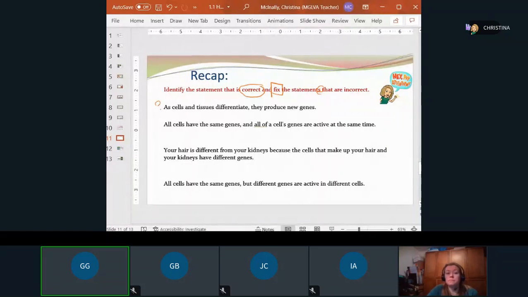Let's see. As cells and tissues differentiate, they produce new genes. Right or wrong? Should I do a poll? I just recently had to learn how to do these polls successfully. I can do that. Oh, I got a true and false. Here we go. Oh, I guess it doesn't say true and false, but there you go. We're going to go with green check is true, red X, orange X.